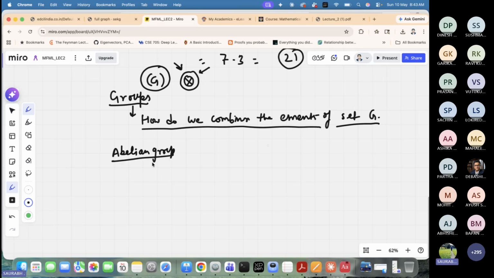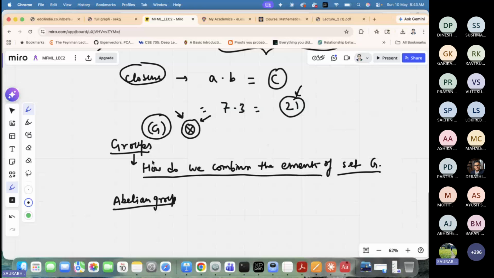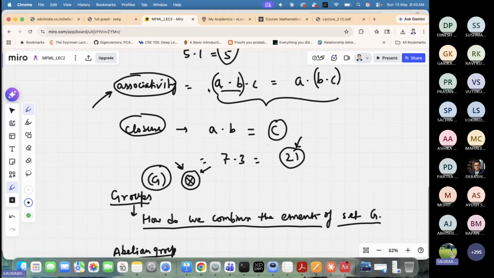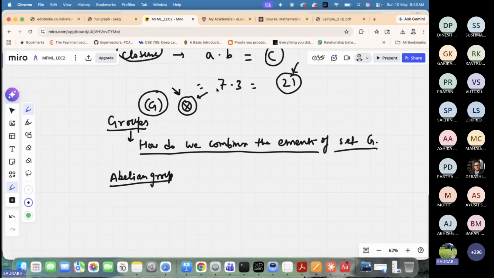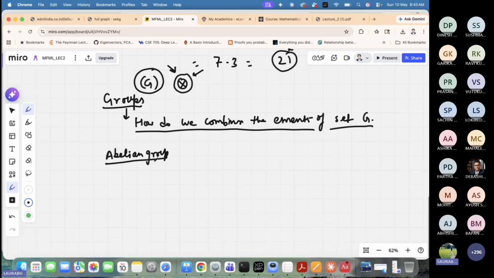An abelian group is what if the order doesn't matter. You already saw that the order of grouping doesn't matter in associativity, right? But if order doesn't matter, let's say for example, if I multiply A with B and it's exactly similar to B with A, when we take A first and then combine it with B, and when we take B first and combine it with A, if that is exactly the same, then the group is called an abelian group.